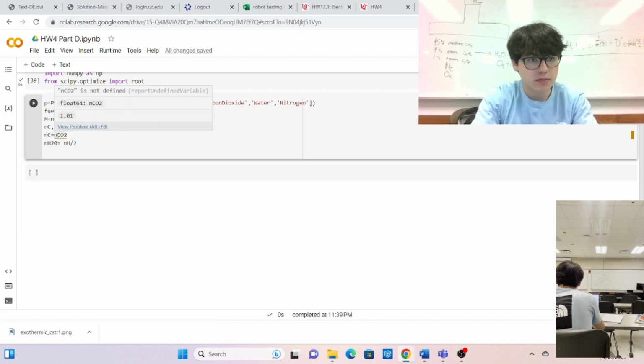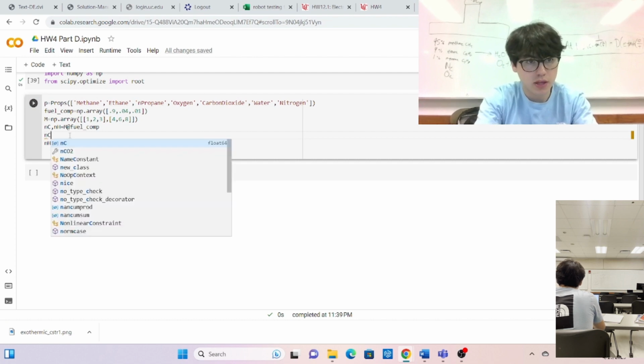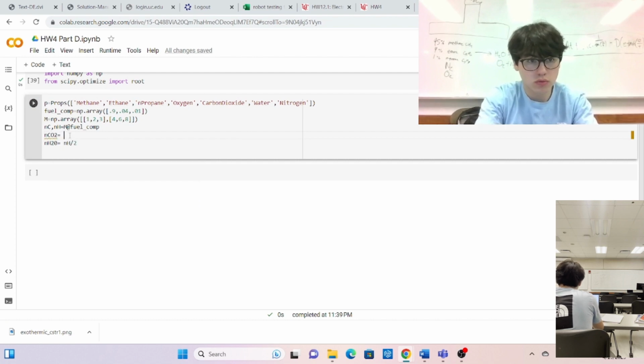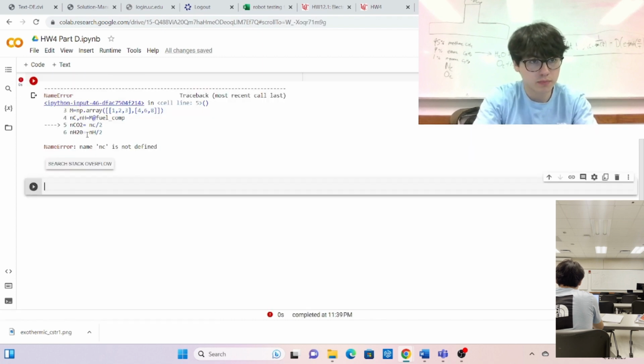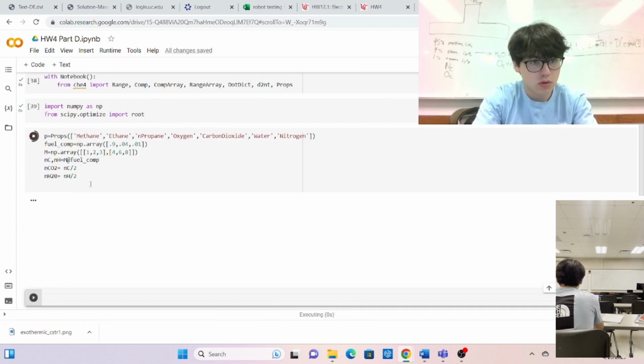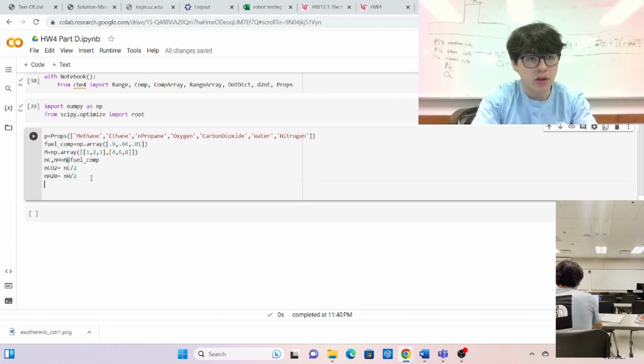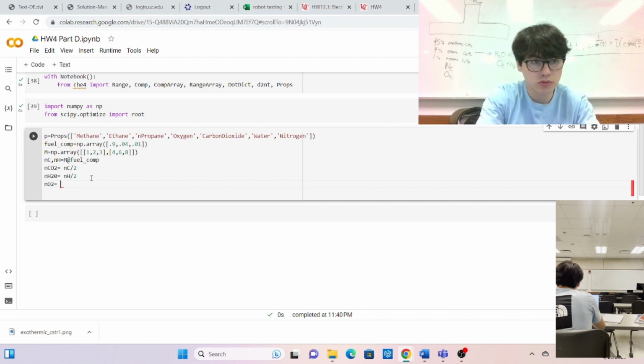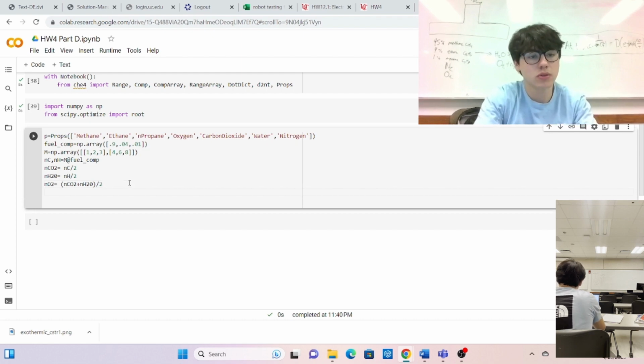We know that we also did this wrong too. NCO2 equals NC divided by 2. The total number of oxygen molecules will be equal to the number of carbon dioxide molecules plus the number of water molecules divided by 2. So we'll say NCO2 plus NH2O divided by 2 will give us the number of oxygen molecules.